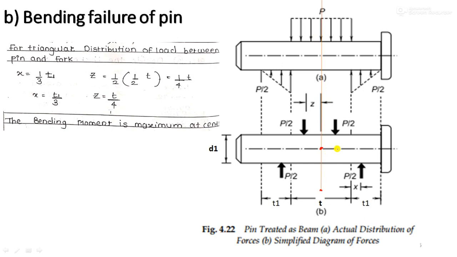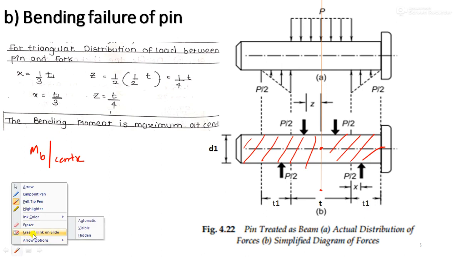Okay, so how do we calculate this bending moment? I will explain. The bending moment MB at the center will be equal to, so you can consider any half part. You can consider this half part, or you can consider this half part, for analysis to calculate the maximum bending moment at the center.